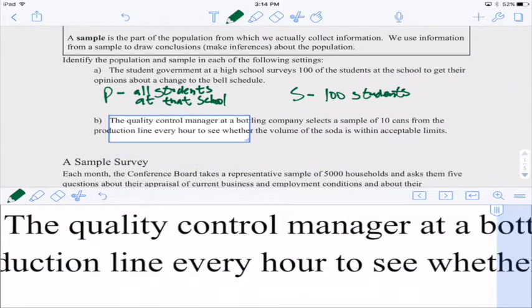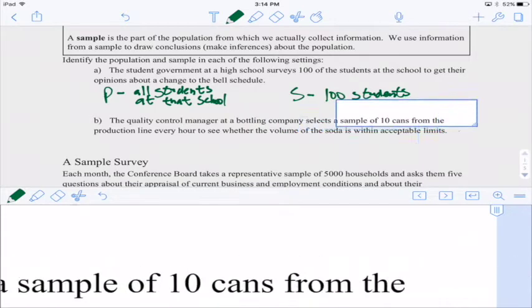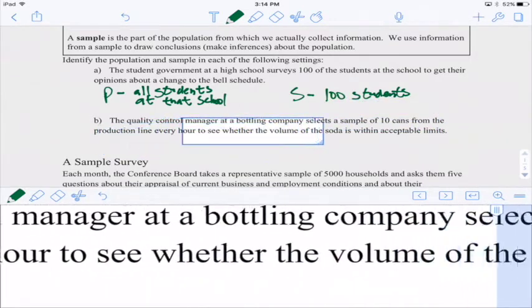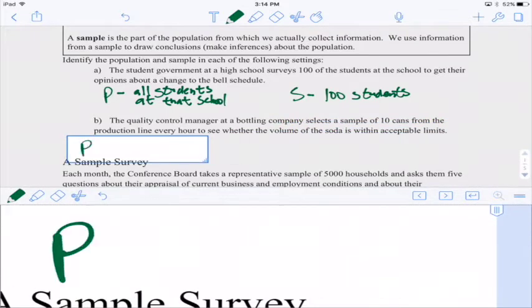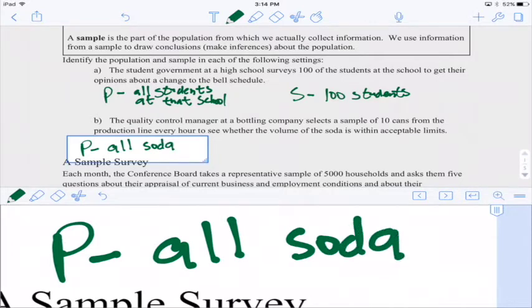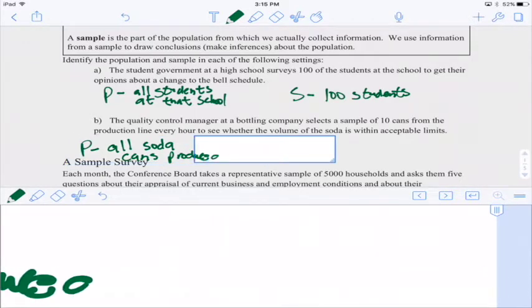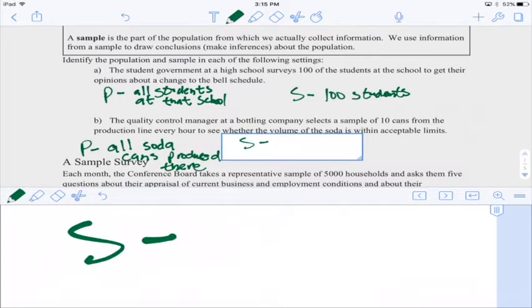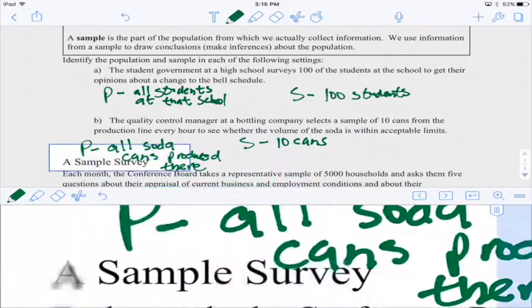The quality control manager at a bottling company selects a sample of 10 cans from the production line every hour to see whether the volume of soda is within acceptable limits. So the population is all soda cans produced at that facility. The sample is the 10 cans. Okay, easy enough.